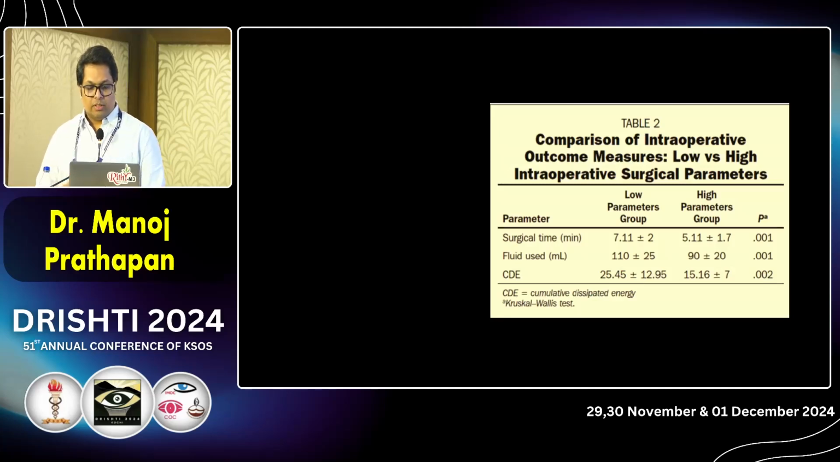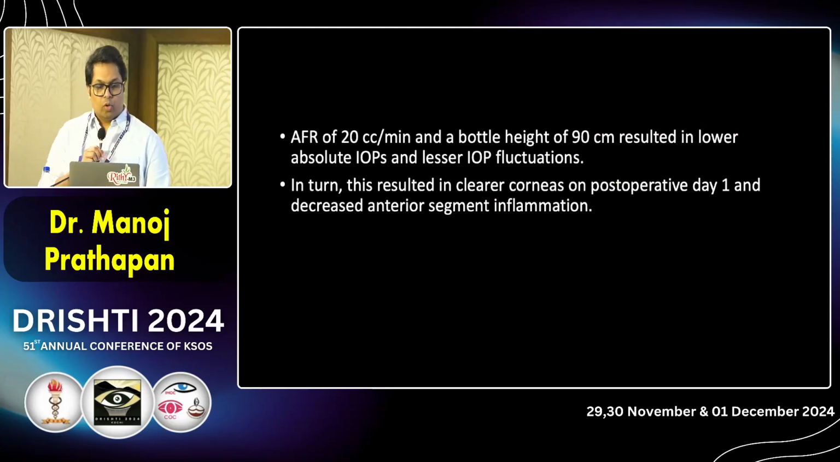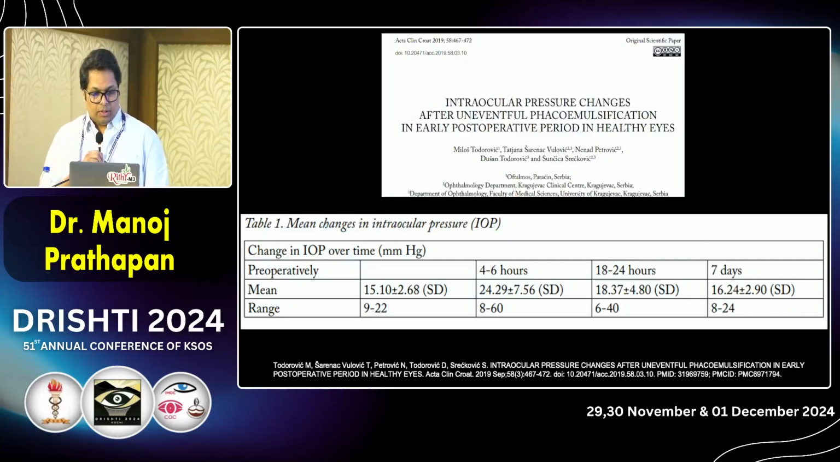Intraoperatively, they found that the surgical time, the fluid used, and the cumulative dissipated energy were higher in the low parameter group, but in the low parameter group, there were lower fluctuations in the intraocular pressure. This in turn resulted in clear corneas on postoperative day 1 and decreased anterior segment inflammation. This study looked at the early postoperative intraocular pressure after cataract surgery. The mean IOP was 15 to start with. In the early post-op hours, after 4 to 6 hours, it increased to 24 millimeters of mercury, which started coming down with time. By 24 hours, it was back down to 18.3 millimeters, and by day 7, it was 16 millimeters of mercury.